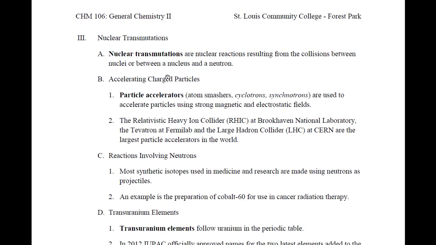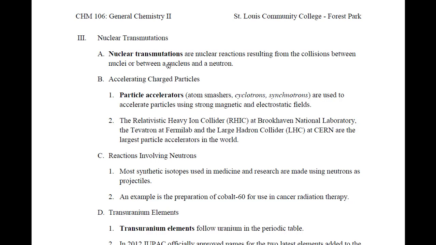All right, so nuclear transmutations. Nuclear transmutations are nuclear reactions resulting from the collision between nuclei or between a nucleus and a neutron. This is where, in the really old days of the 50s and 60s, this might have sounded like science fiction. But it became such a reality because, remember, only elements up through uranium, number 92, are naturally occurring. Everything beyond that has been a result of nuclear transmutation.